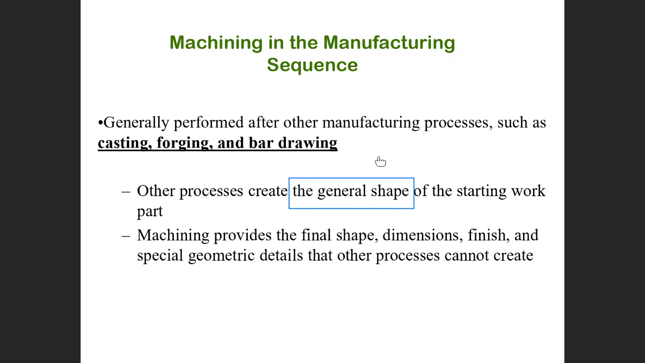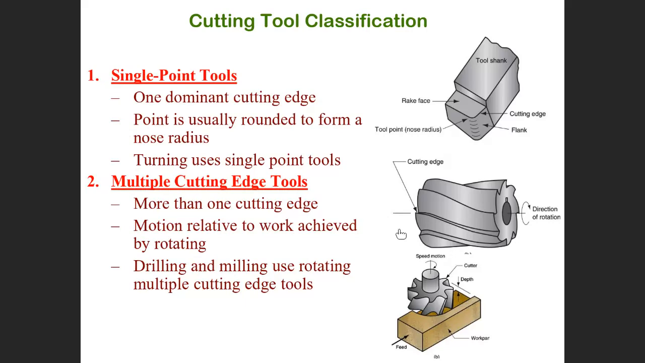So other processes generally create a shape. Machining provides the final shape, dimension, accuracy, precision, finishing, good surface quality, and so on. In machining or cutting, we have what we call a single point cutting tool. This one is a single point cutting tool. And this is a multiple point cutting tool.